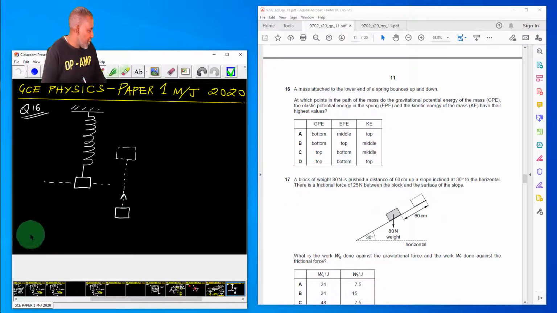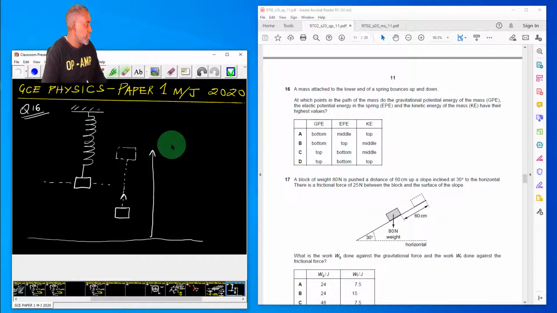So if this is our reference point, I have that because I want to consider the gravitational potential energy. The gravitational potential energy will be highest at the topmost part, because gravitational potential energy is mgh. Kinetic energy is a half mv squared. This is kinetic energy.